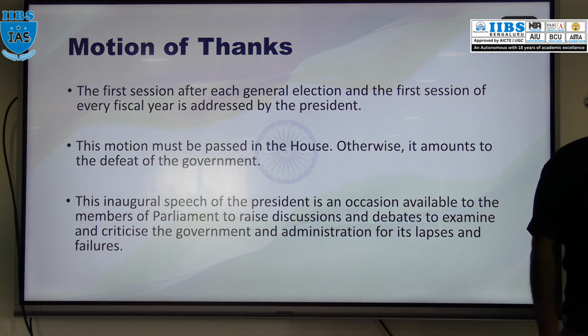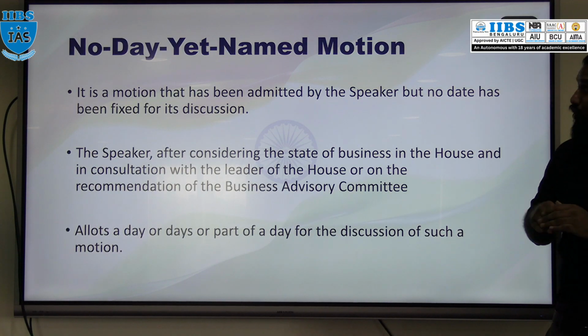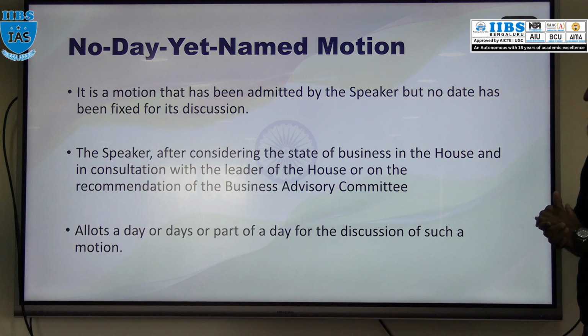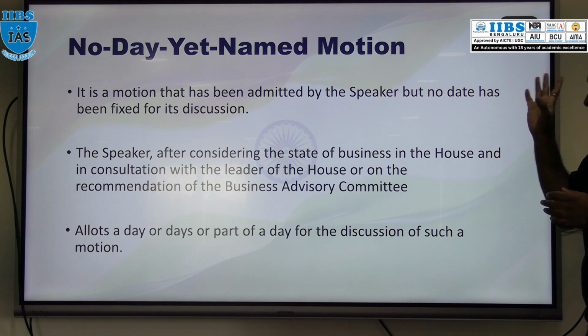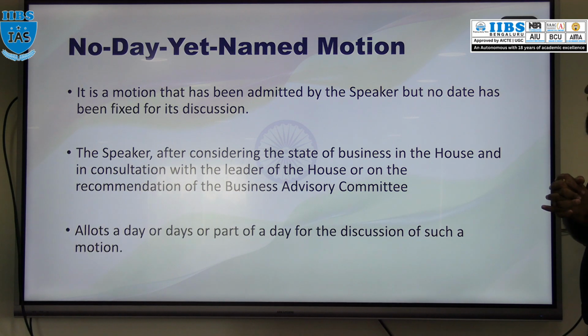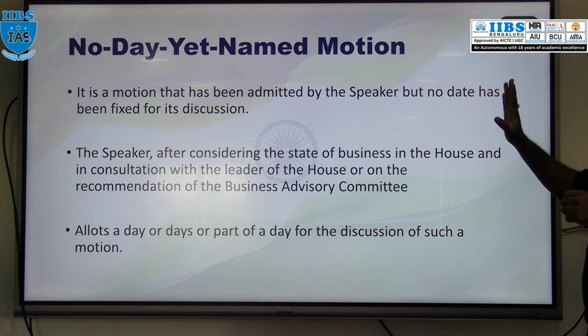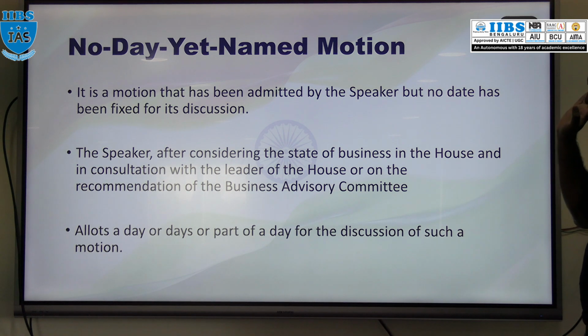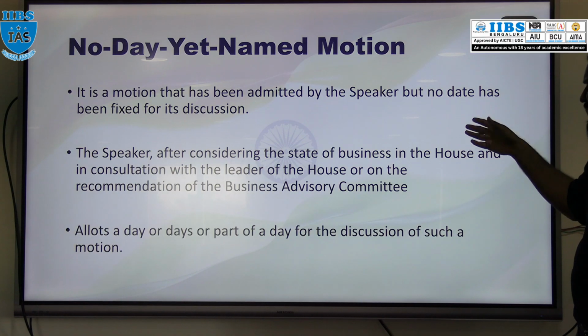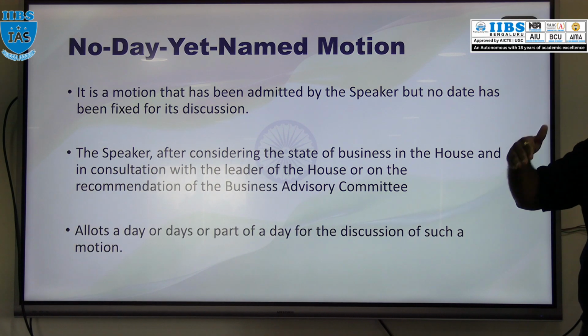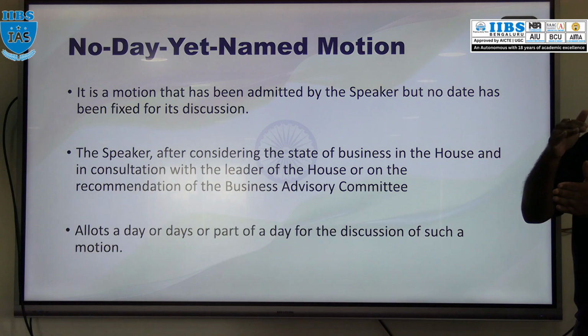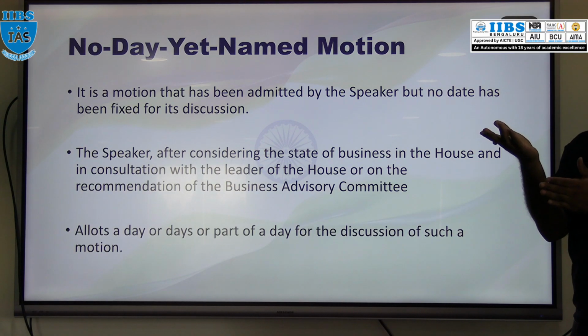Got it? Okay. Then we have the no day yet named motion. We discussed so many motions, right? Here this motion has to be admitted by the presiding officer. No date has been fixed for this discussion. Got it? The presiding officer, after considering the state of business in the house, means whether the business of the particular house has been completed and whether time is there or not.